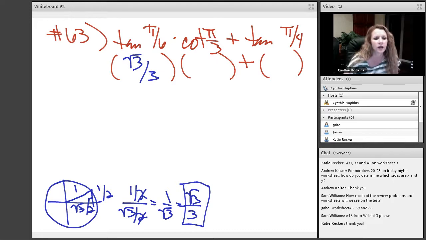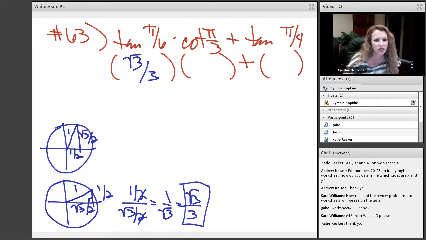All right, next I want cotangent of pi over 3. And so I'm going to think of pi over 3 as 2 pi over 6. So this time I have a 60-degree reference angle. Okay, my r is 1, my short leg is 1/2, long leg is rad 3 over 2.